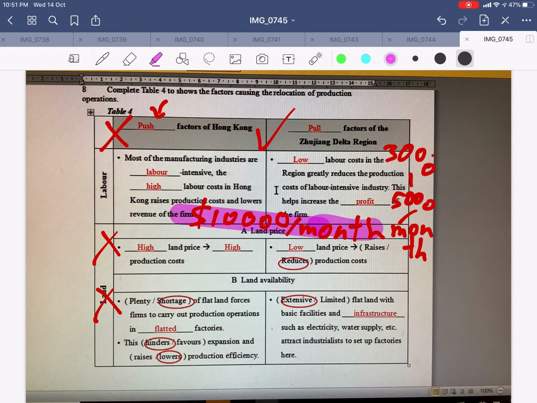you have to use 10,000 per month to acquire workers in Hong Kong factories. It's quite expensive. Why? Because look at the Shenzhen area, look at the Zhujiang Delta area. We may just need 3,000 to 5,000 per month to acquire workers. So this is the pull factor of Zhujiang Delta.